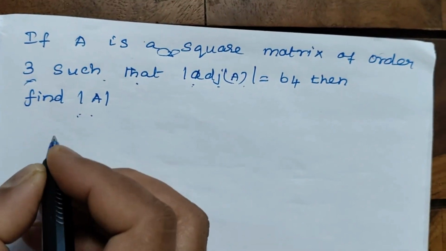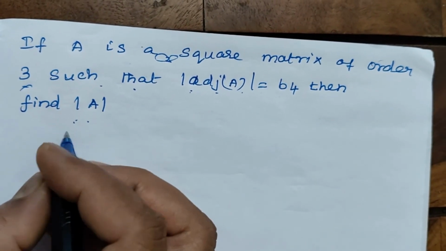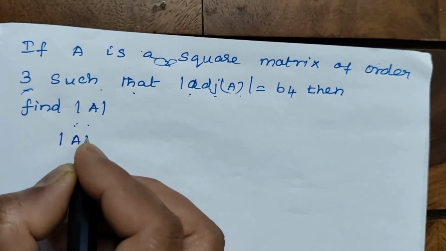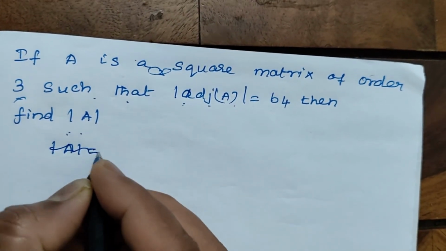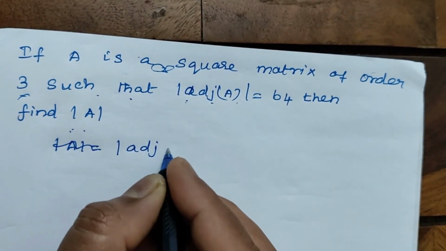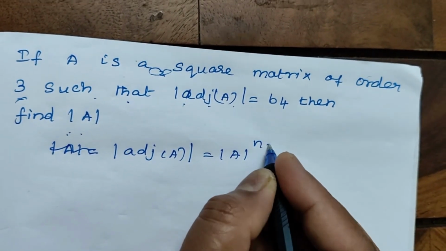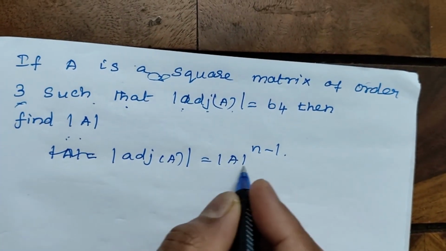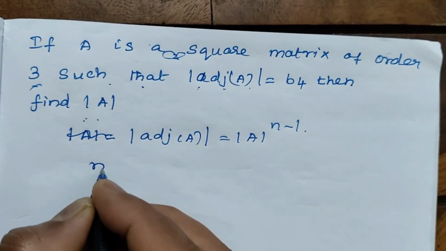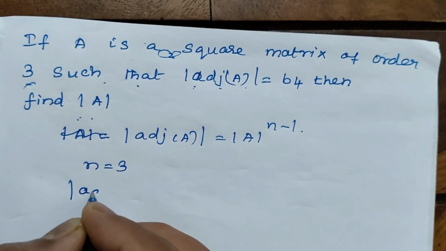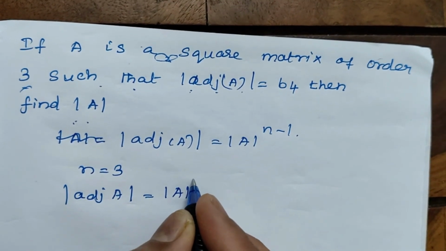For that, first we know that for a non-singular matrix A of order n, determinant of adj A equals determinant of A power n minus 1. Here, what is n? It is a square matrix of order 3, so n equals 3. So determinant of adj A equals determinant of A power 3 minus 1, that is 2.